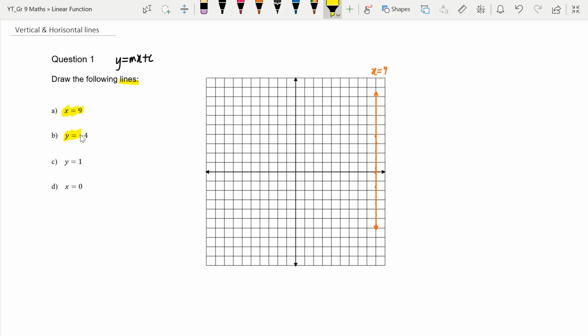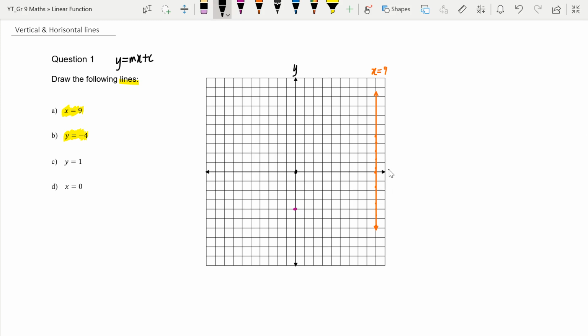Now it says y is equal to -4. There we can see the gradient falls away, so there's no gradient. Let's go plot that. So where's y is -4? 1, 2, 3, 4. -4 is there because obviously we've got our 0, 0 there.